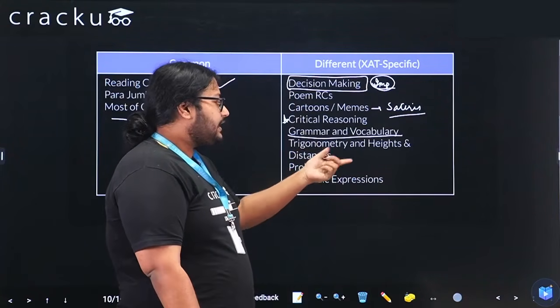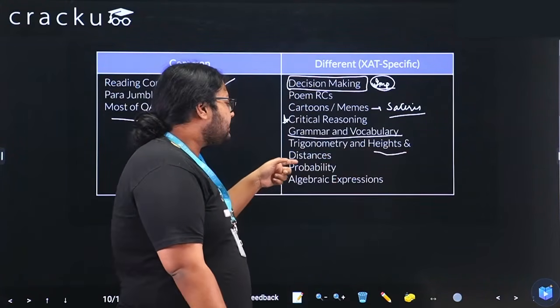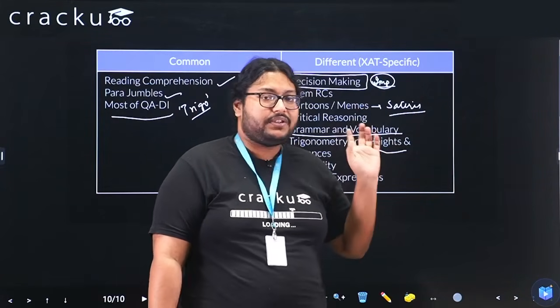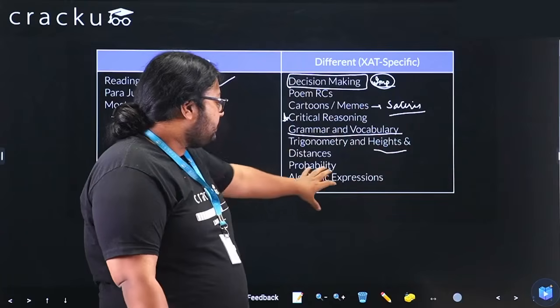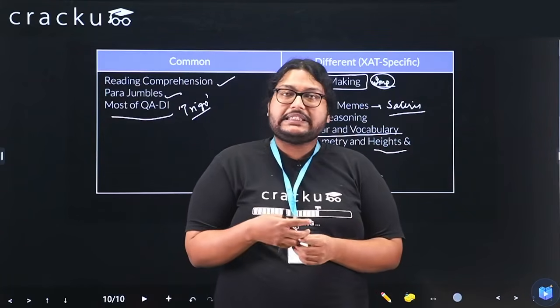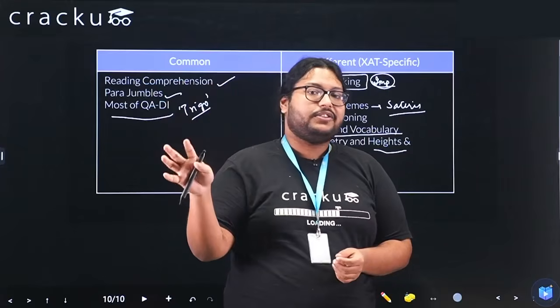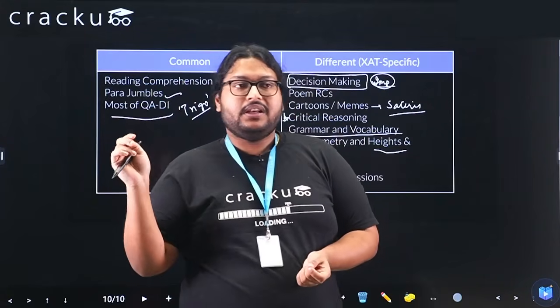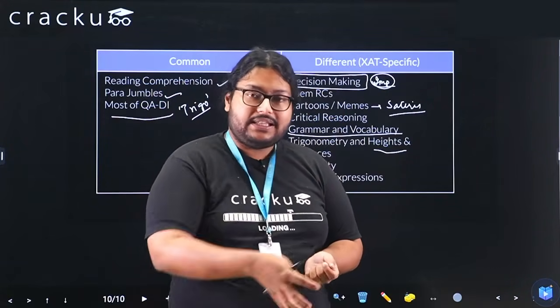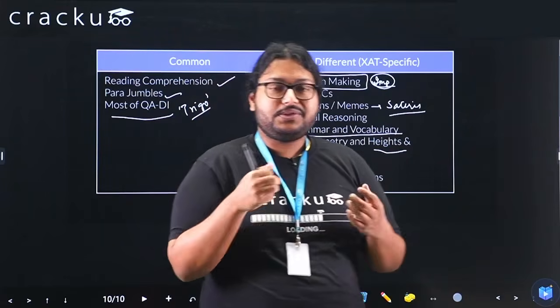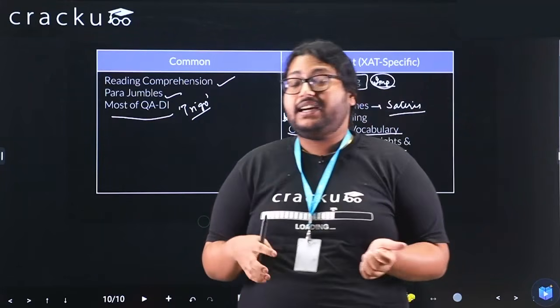Trigonometry, as I was saying, heights and distances is something which does not really come in CAT, but in XAT at least one question is there. Another thing is probability. For the last 7-8 years, we've not seen a single question of probability in CAT. But in XAT it comes. So while preparing for that, we should be looking for that as well. We should be learning what the basics of probability are.